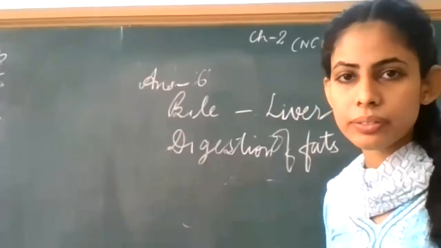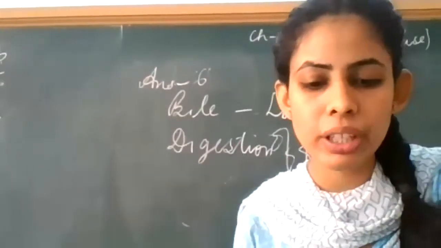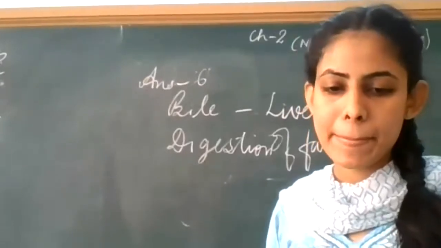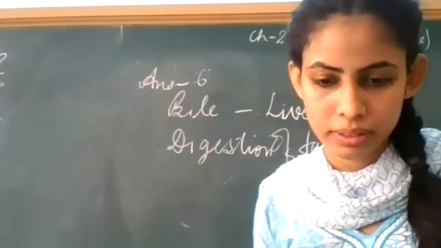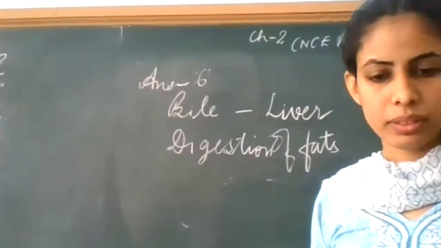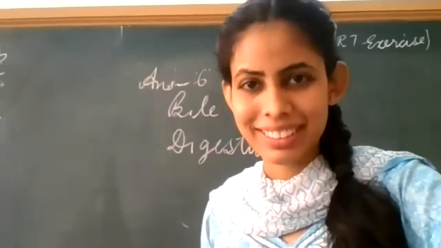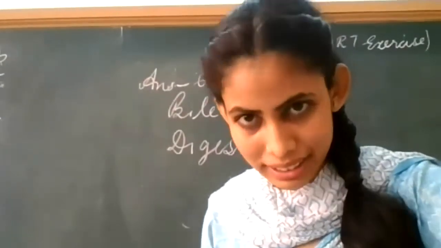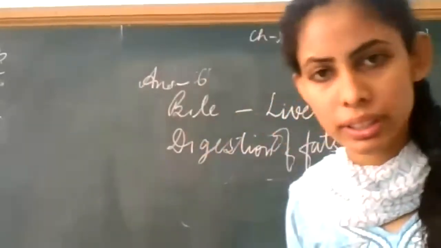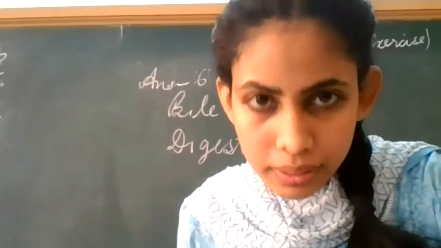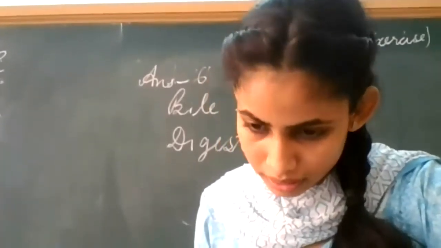Now next, Saisha, read question number 7. Name the type of carbohydrate that can be digested by ruminants but not by humans. Give the reason also. Yes. The type of carbohydrate that can be digested by ruminants is cellulose. It cannot be digested by humans because humans do not have the bacteria that digest cellulose.